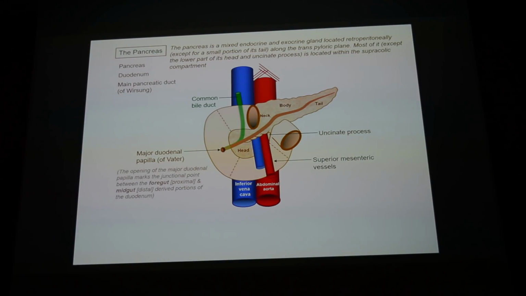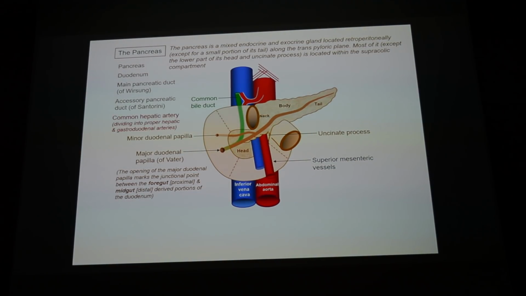That's the name. And if we have an additional pancreatic duct, it's not necessary that everyone has it. That's called the minor duodenal papilla, and this is the accessory duct, and this is the common hepatic artery. What I'm trying to show you here is a portal vein. This is my splenic artery.